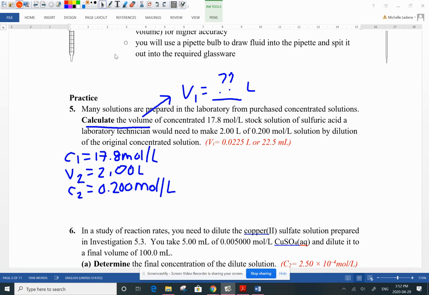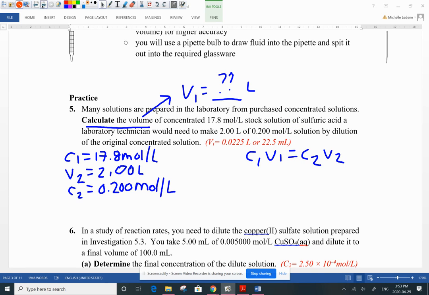So we're looking for the volume of this really concentrated stock solution. Look at that, guys, 17.8 moles per liter. That's a huge number. We know from here the volume. Here's how much we're making of our dilute. So we're making 2 liters. That's a large volume. But now we have this lower concentration. Why? Because we're diluting it, right? And so we're taking our concentrated solution and we're adding water to make it less concentrated, more dilute.